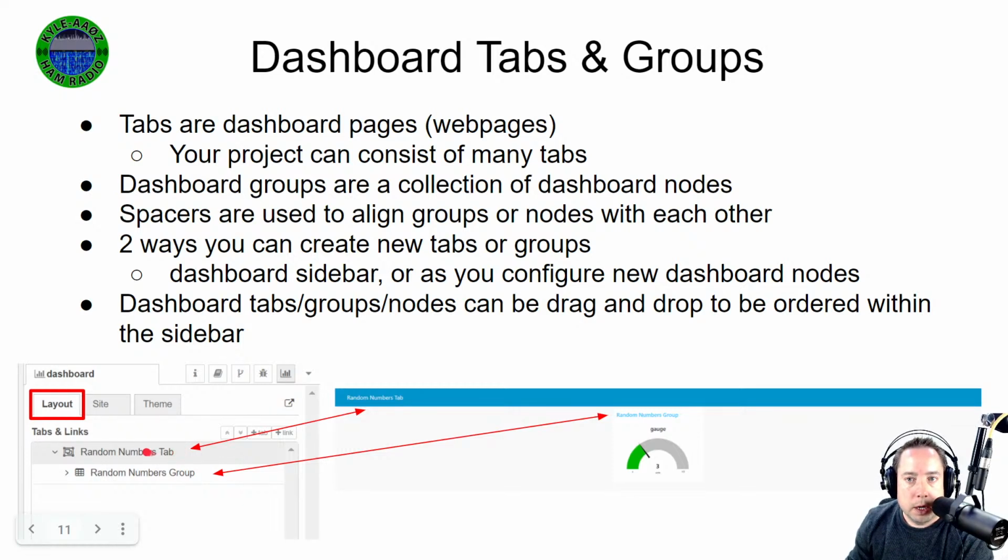Basically, you make a tab, and tabs are web pages. That's how I think of them. They're full pages on your dashboard. You come down here to groups. Groups are nested underneath tabs, and groups are basically whole sections for your dashboard.